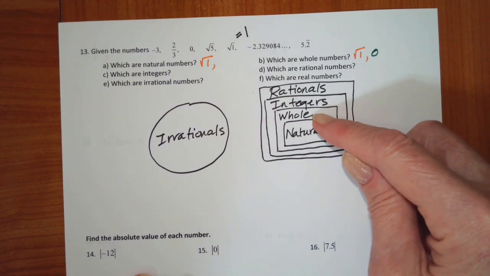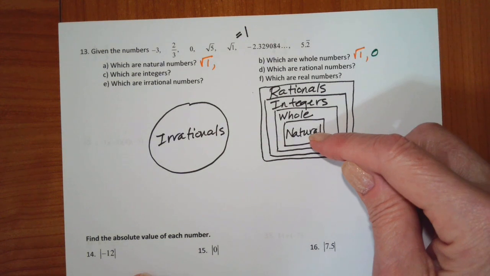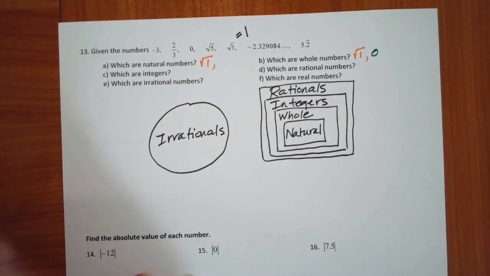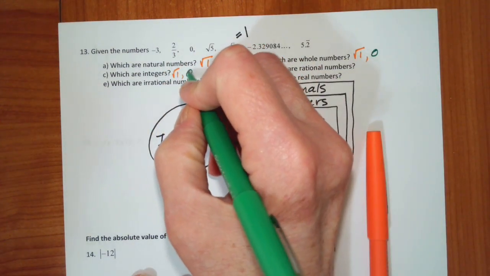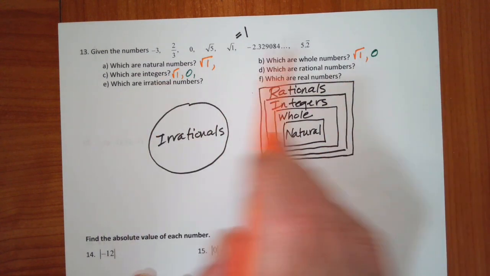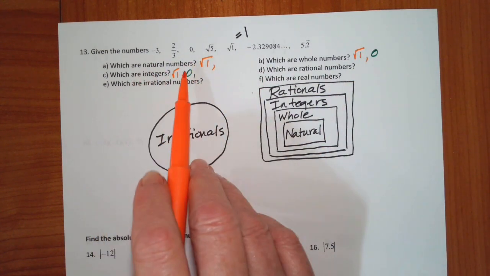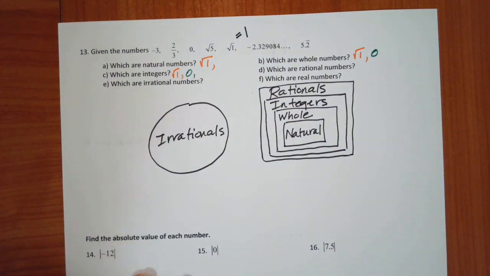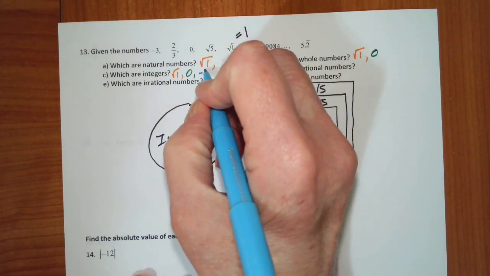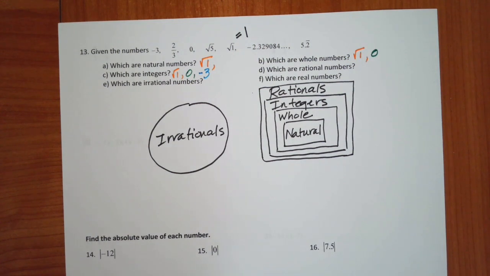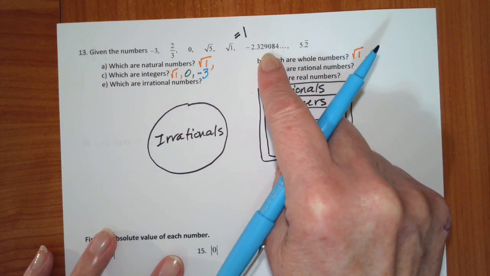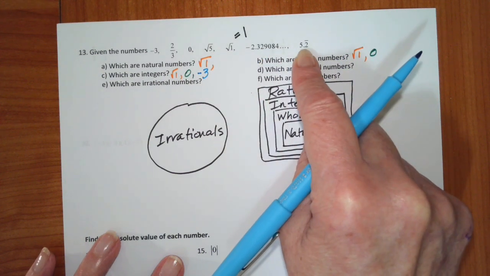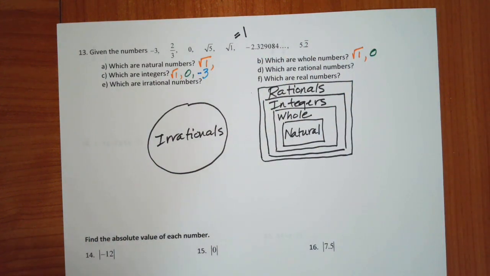So the integers: anything that's a whole number is also an integer, and anything that's natural is also a whole number. So I know my integers are the square root of 1, 0, and then I look for any numbers that are integers that are not in these groups. Well, the first one I see here is -3. So -3 is an integer. 2/3 is not, the square root of 5 is not, this number is not, and this number is not.